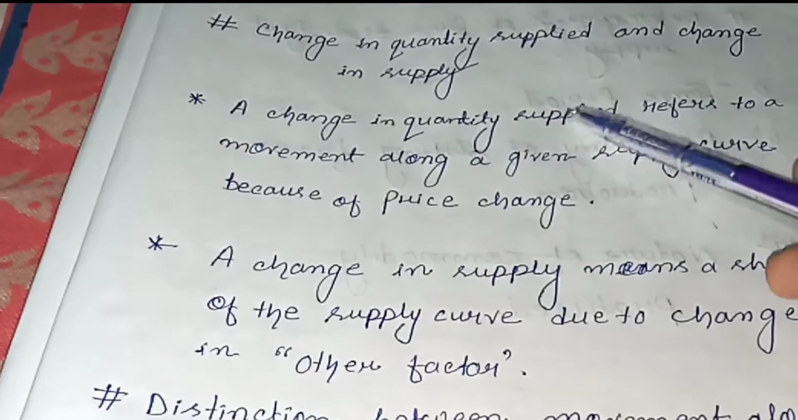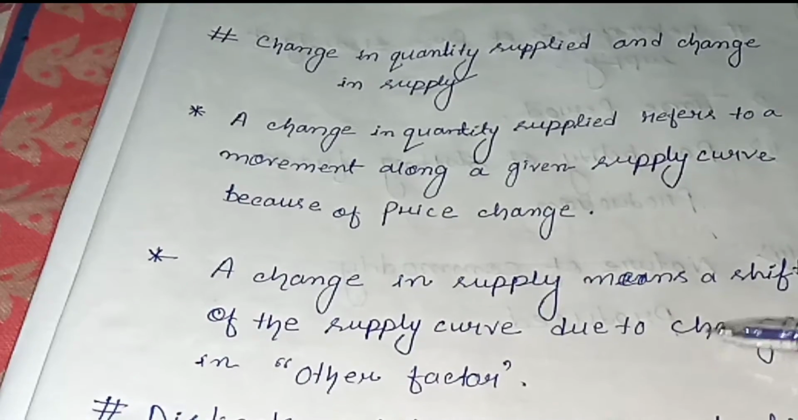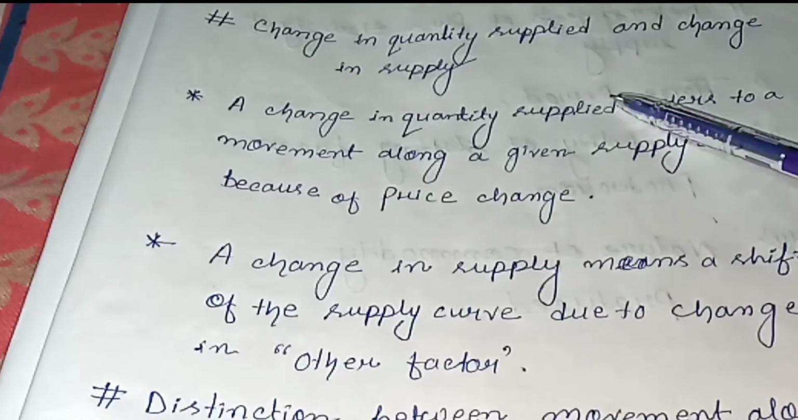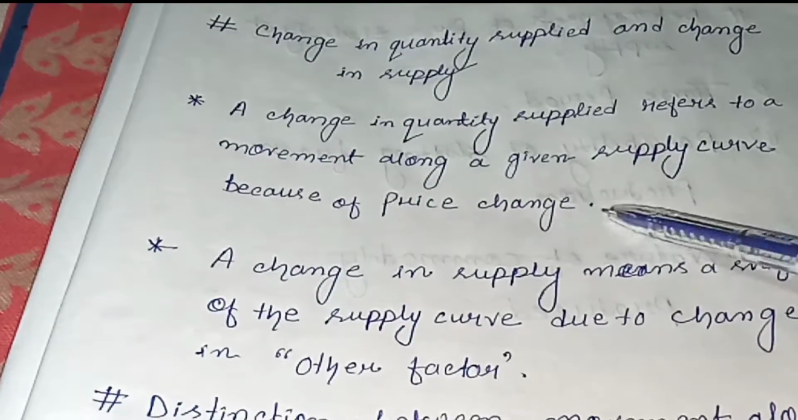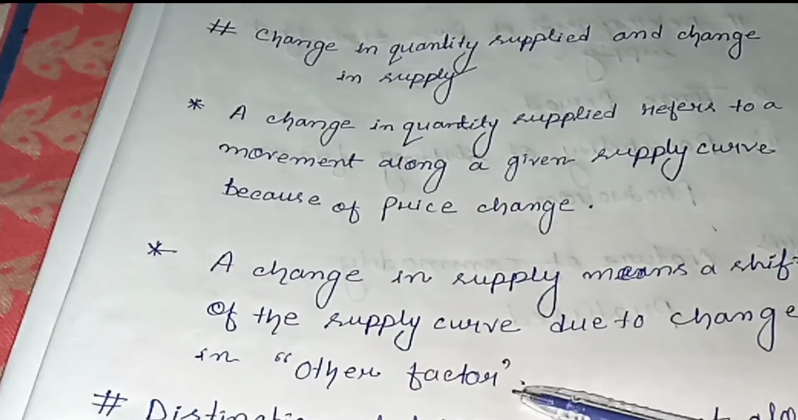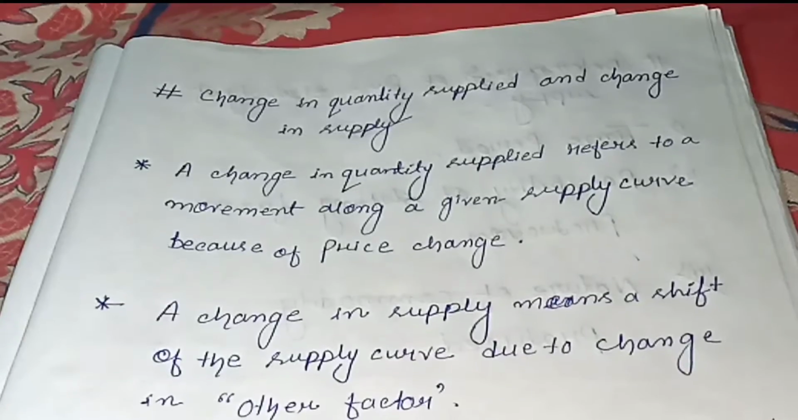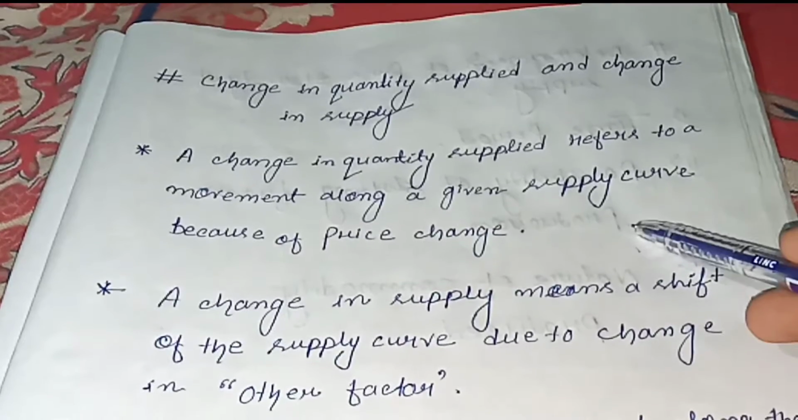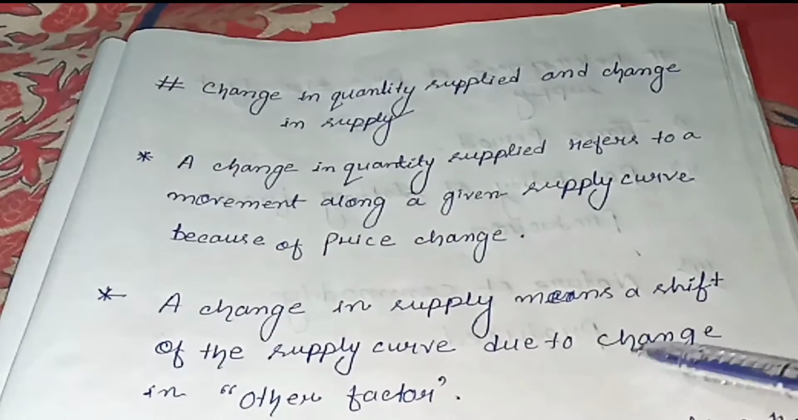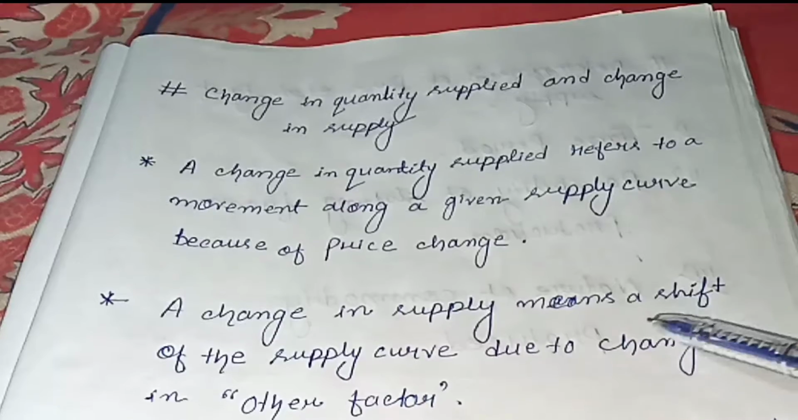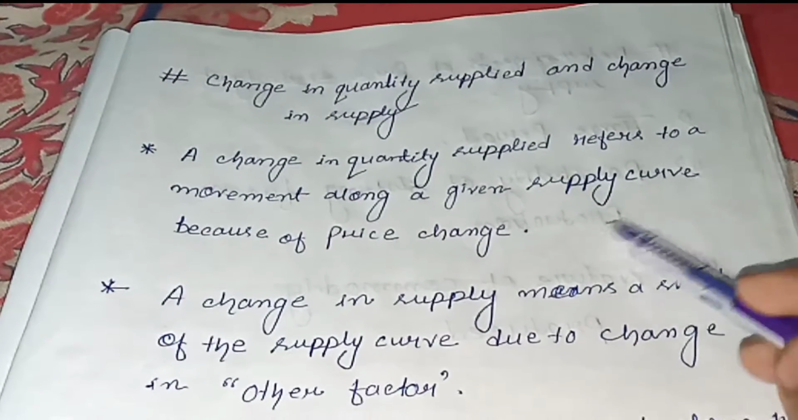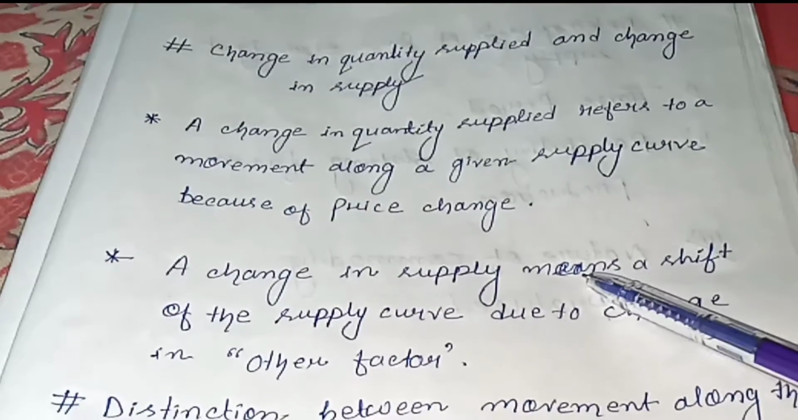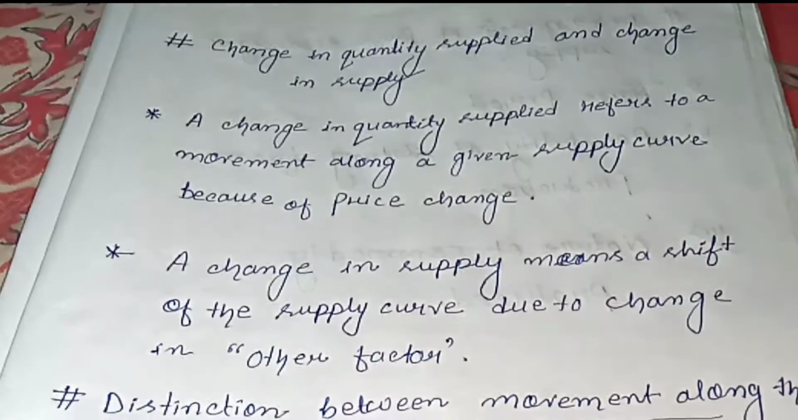And what is change in supply? Change in supply means shift of the supply curve due to change in other factors. It is not changed by the price change, it is changed by the factors. In change in quantity supplied, price affects the quantity supplied, and in change in supply, the other factors affect the supply.